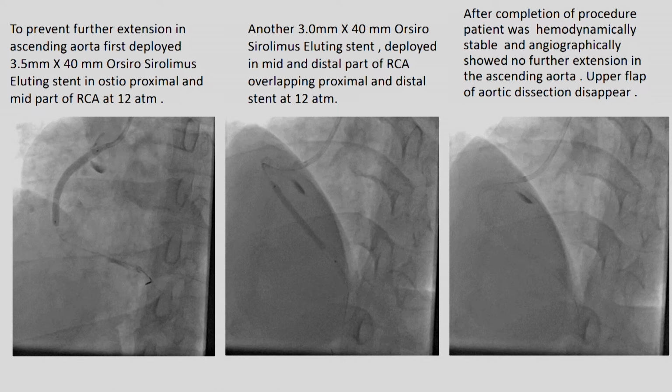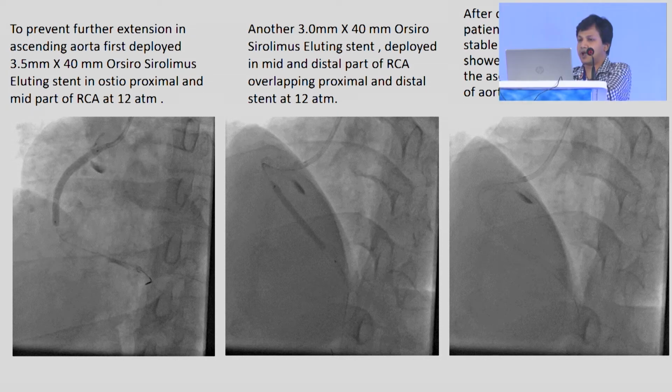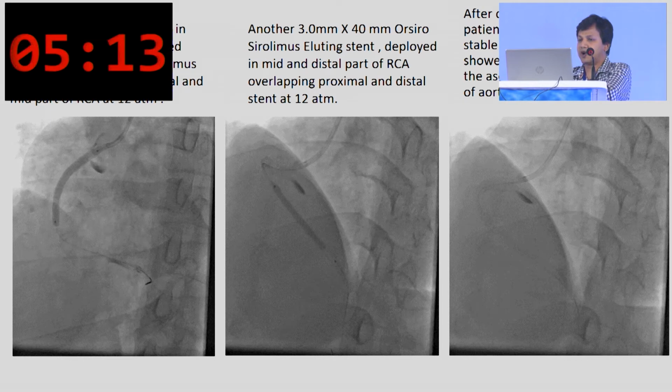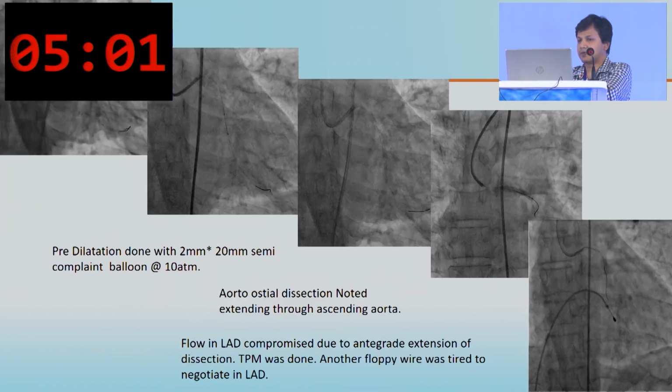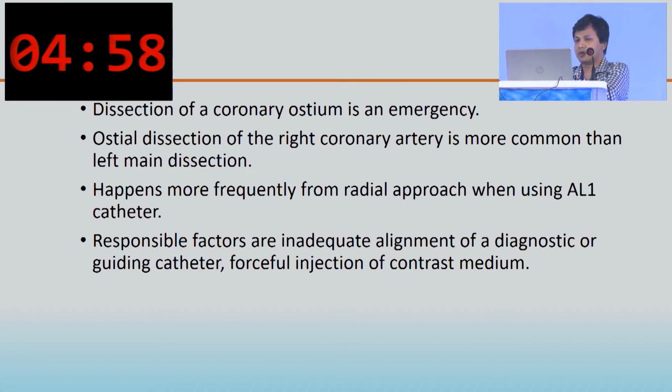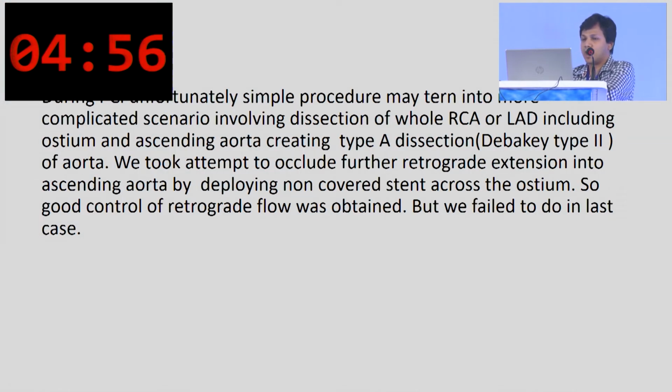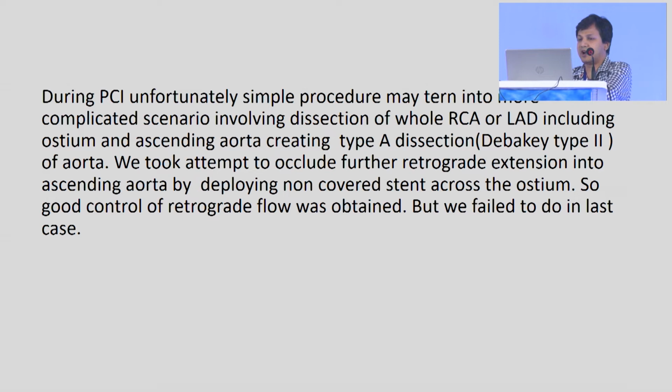at 12 atmospheres. After completion of the procedure, the patient was hemodynamically stable and angiography showed no further extension in the ascending aorta, and the upper flap of the aortic dissection also disappeared. During PCI, unfortunately, a simple procedure may turn into a more complicated scenario involving dissection of the whole RCA, including the ostium and ascending aorta.